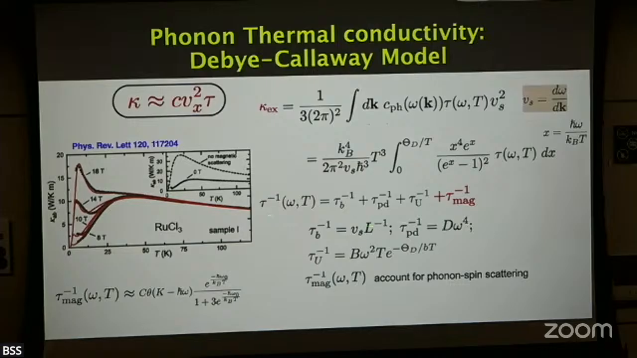By the way, that was pretty gentle because ruthenium trichloride, as some of you may very well know, is a very thin layer structure, and it has a lot of stacking faults. Because of that, the phonon thermal conductivity at high temperature is relatively flat, okay? And then you can actually do this. And then there's a strong field dependence. And then they introduced this term, tau_mag.